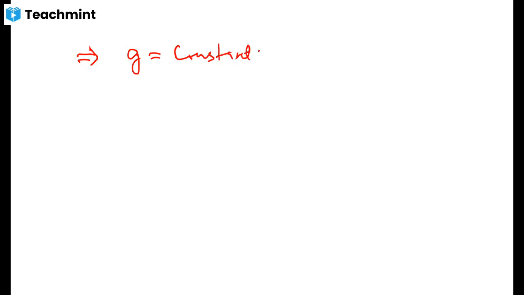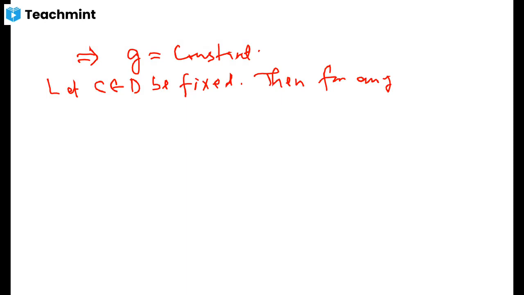g is a constant. Now let me fix c in D. Then for any z in D, I will have g of z is equal to g of c. This is a constant function, we got to know that.